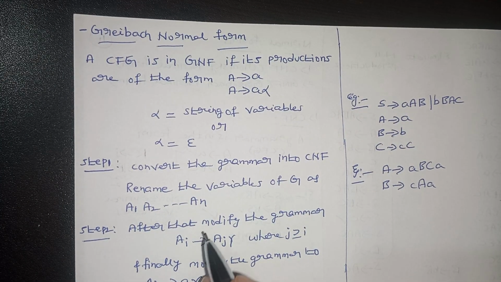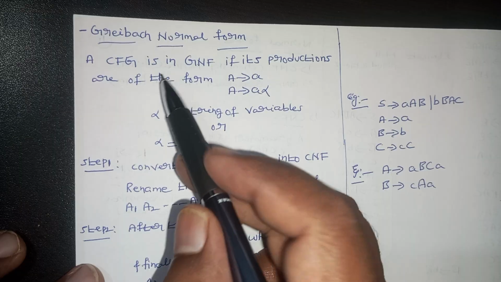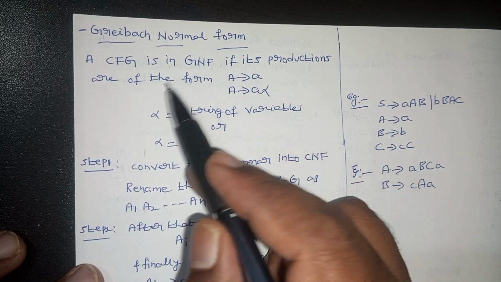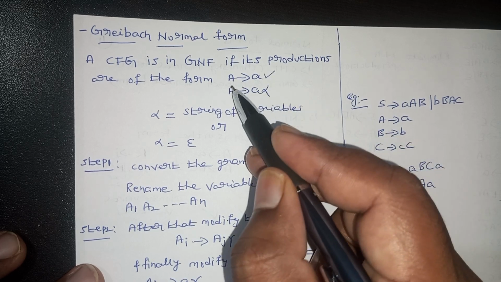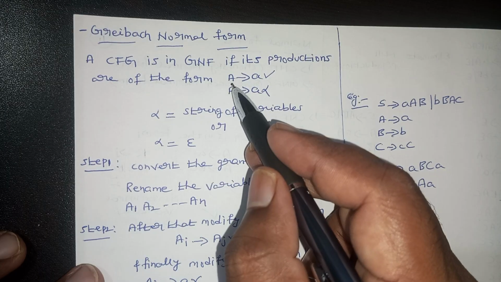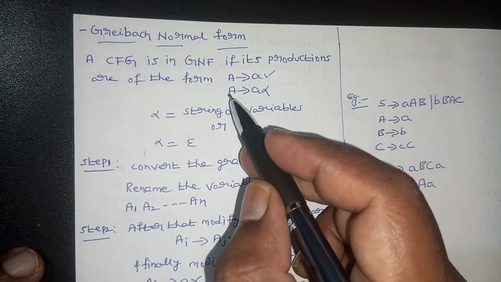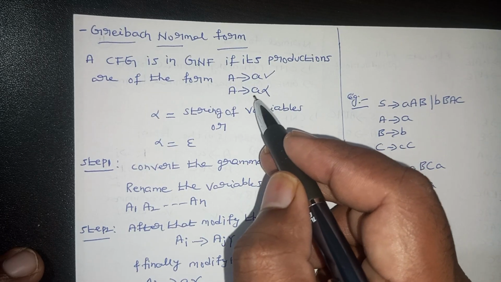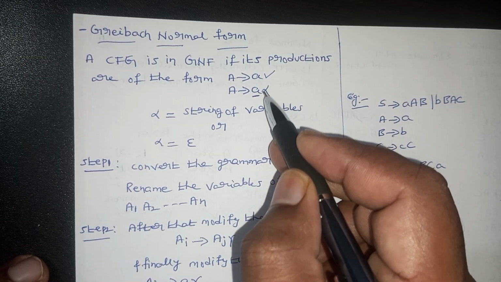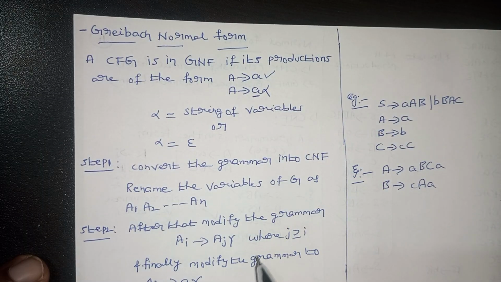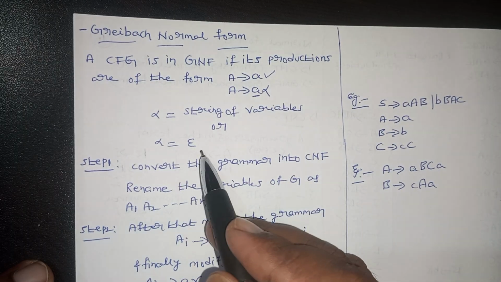This is somewhat complex, but it is very easy. Greibach normal form: a context-free grammar is in Greibach normal form if its productions are of the form A tends to small a. You take any variable in the place of capital A, and any terminal in the place of small a. Next one, A tends to a alpha, it means terminal followed by a set of variables, where alpha equals a string of variables or alpha equals epsilon.